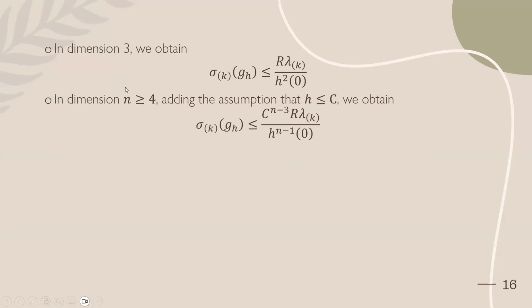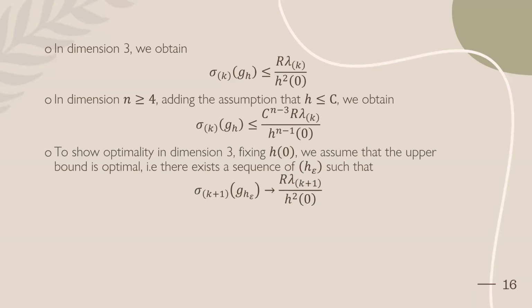In dimension 3, I said that the upper bound for the spectral gap was optimal. So we need to show that it is optimal. To show optimality, first we need to fix the value of h at 0. Otherwise, it will be quite tricky to show the optimality. So we fix this, and then we assume that the upper bound for sigma k is optimal. And this is what I will be talking about in a few moments. But first, we assume that the upper bound is optimal.